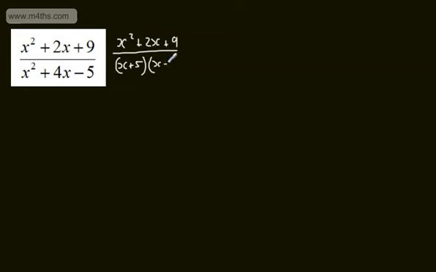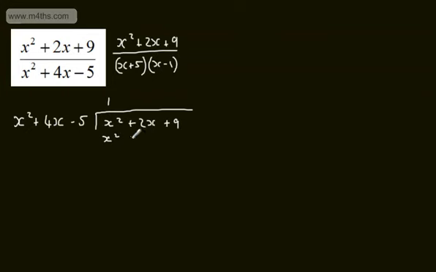So in the back of my mind, I'm thinking I'm going to need algebraic long division or any other technique to express this as a quotient and remainder, or if you like, a mixed fraction. So let's go ahead and do that. x squared plus 4x minus 5 into x squared plus 2x plus 9. What's x squared divided by x squared? The answer is 1. 1 times x squared, 1 times 4x, and 1 times minus 5. Subtracting downwards, we have 0, minus 2x, and then plus 14.